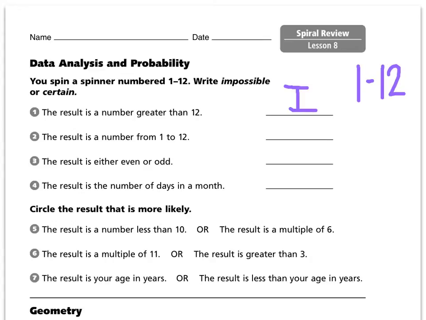The result is a number from 1 to 12. Well, the spinner's 1 through 12, so this would be certain. The result is either even or odd. Well, numbers are only even or odd when they're whole numbers, and we're working with whole numbers 1 through 12. So this would also be certain. The result is the number of days in a month. Well, we're working with numbers 1 through 12, so I know that there's usually about 30 or 31 days in a month. So this would be impossible.